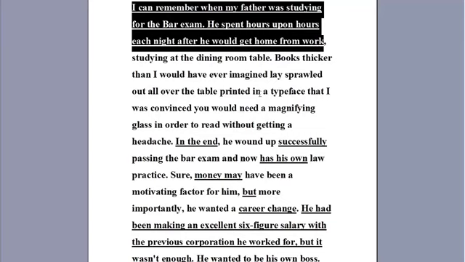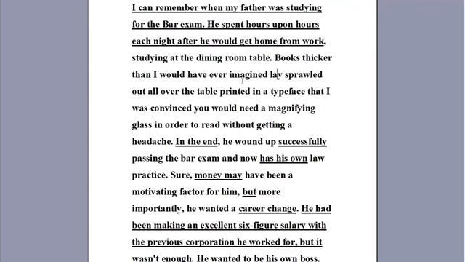And then for the middle, we're going to just skim through the paragraph. So here we go. Okay, books, a lot of books. In the end, we can underline that in our skimming because it is a linking phrase and it is always a good thing to underline these. Successfully, okay. What else? Has his own law practice. Sure, money may have been a motivating factor. You can underline this too. But something else now. The paragraph is going to say something opposite to money being a motivating factor, all right? He wanted a career change.